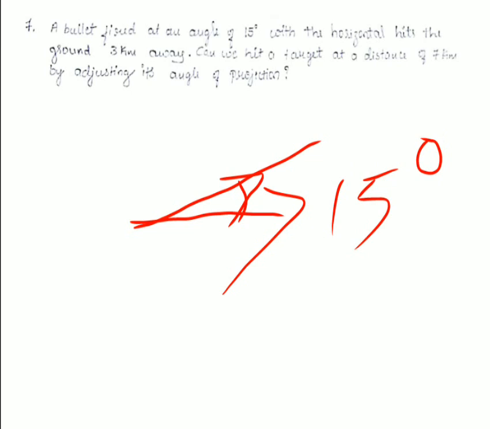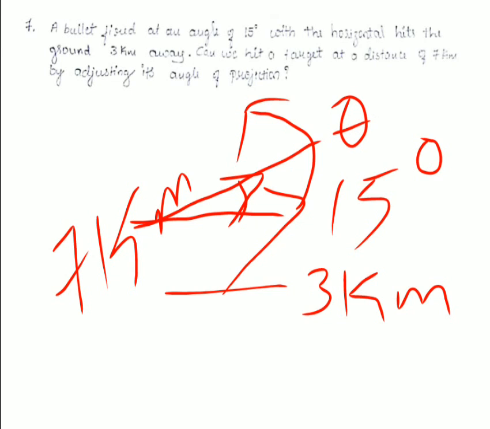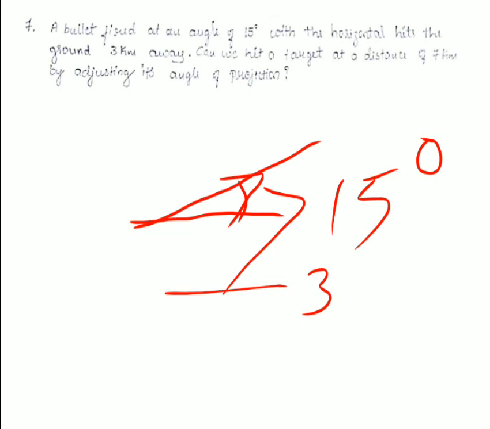So here, horizontally it hits the ground, the range that it has traveled is 3 kilometer. Okay, you have to check whether it covers a target of 7 kilometer, whether it covers a target of 7 kilometer by adjusting this theta value, by adjusting its angle of projection value. Okay, let's see the proof here.